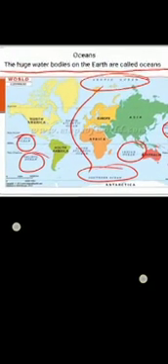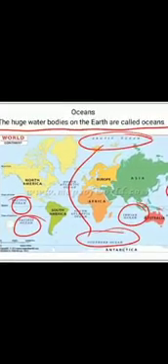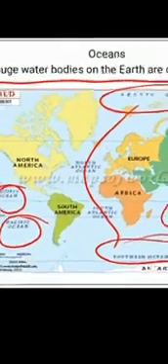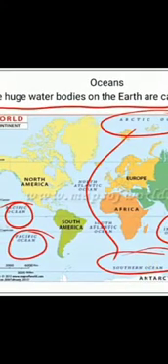You can see here oceans. The huge water bodies on the earth are called oceans. So there are 5 oceans. First is Pacific Ocean, second Atlantic Ocean, third Indian Ocean, fourth Southern Ocean, and fifth is Arctic Ocean. So students, the largest ocean is Pacific Ocean and the smallest is Arctic Ocean.